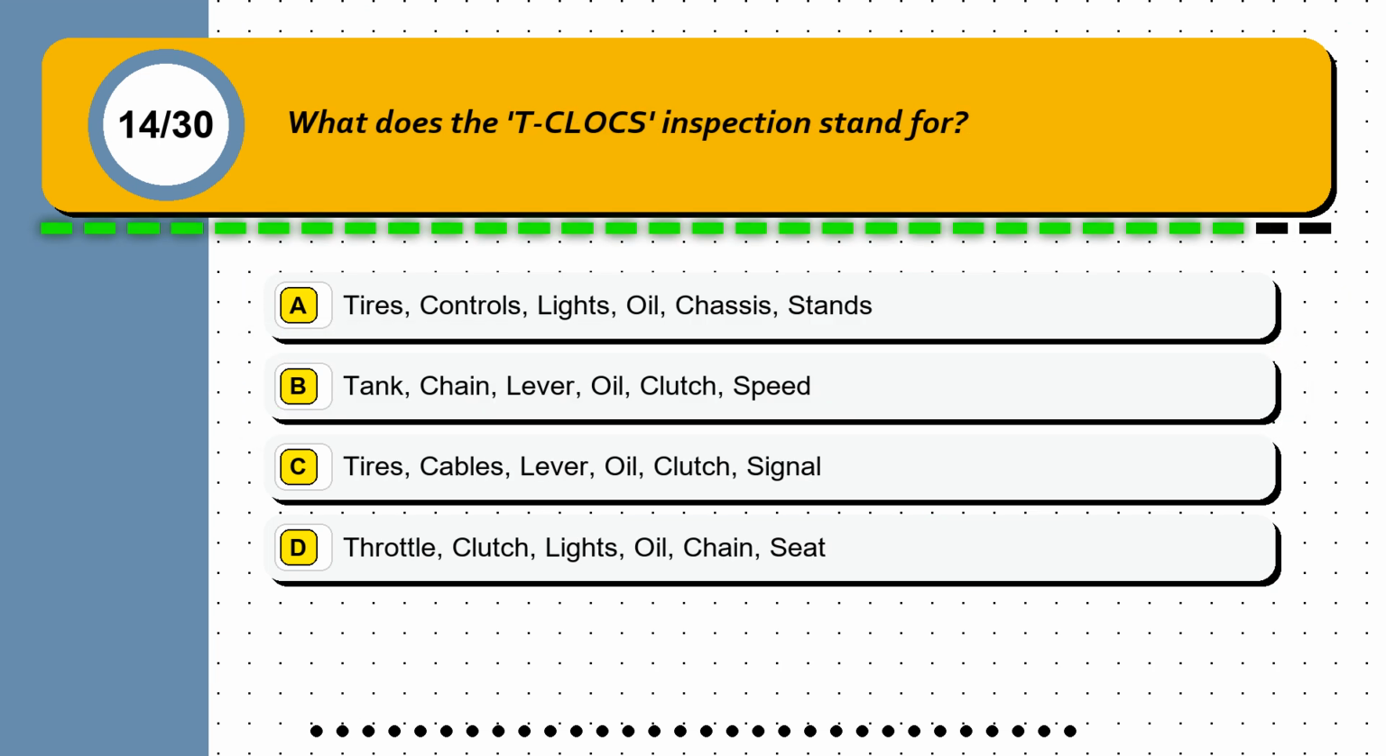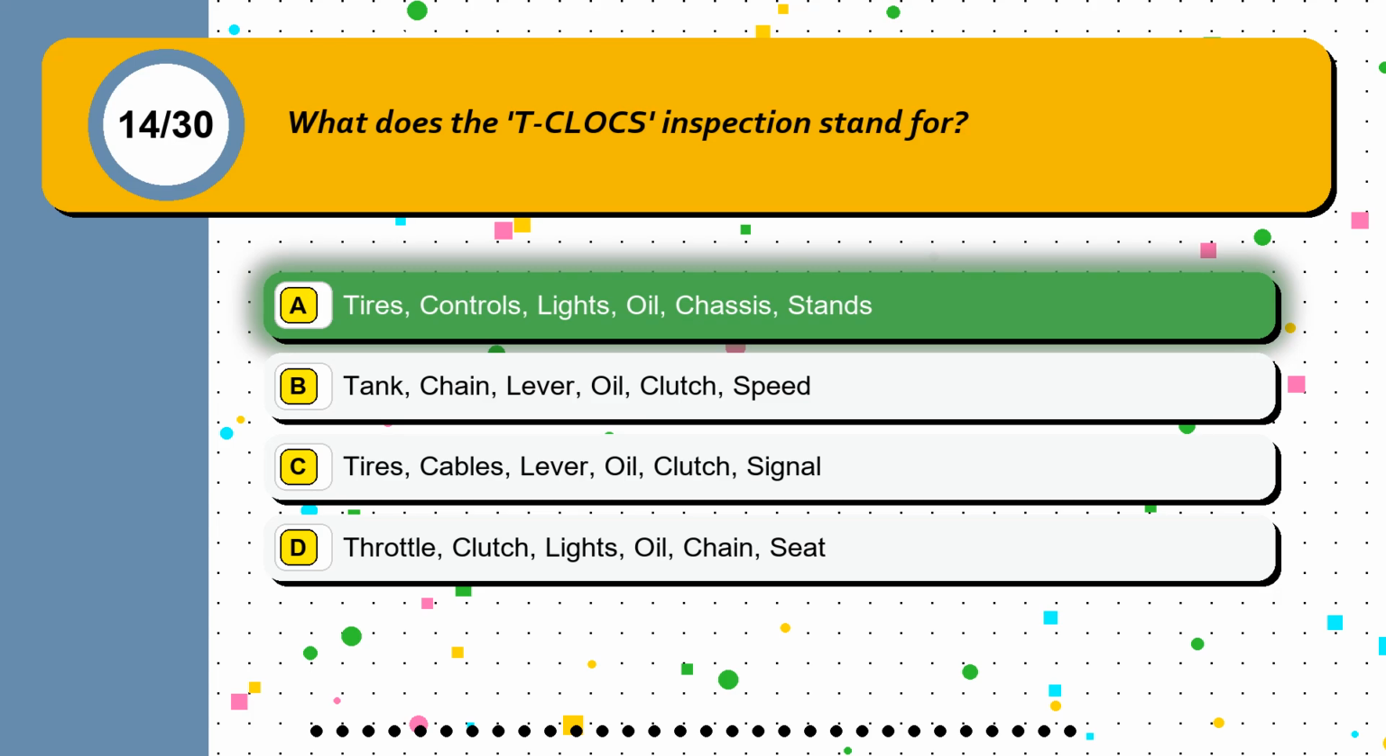Question 14. What does the T-CLOCS inspection stand for? Option A. Tires, controls, lights, oil, chassis, stands. Option B. Tank, chain, lever, oil, clutch, speed. Option C. Tires, cables, lever, oil, clutch, signal. Option D. Throttle, clutch, lights, oil, chain, seat.